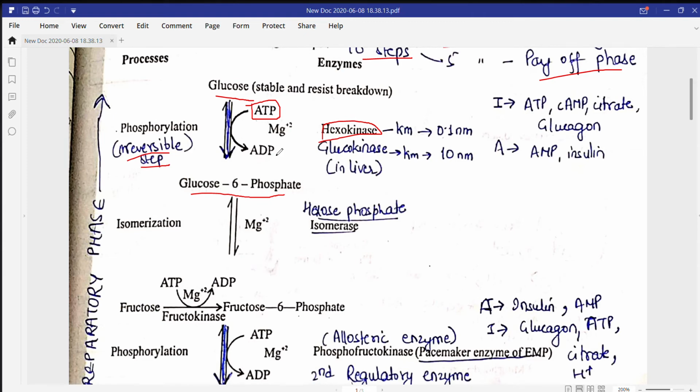Now, if anywhere you find a kinase, like hexokinase, kinase basically means transferring a phosphate group. As you can see here, glucose is converted into glucose 6-phosphate, which means a phosphate group is being transferred. So kinase is an enzyme responsible for this phosphorylation. Now here you can see glucokinase also plays a role in converting glucose into glucose 6-phosphate.